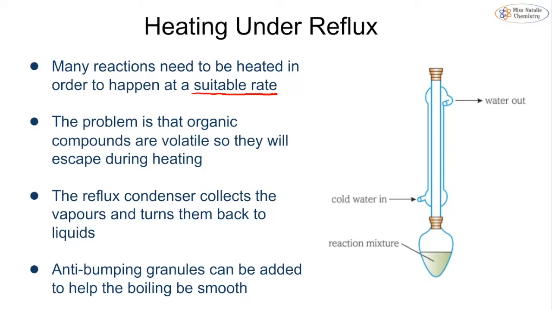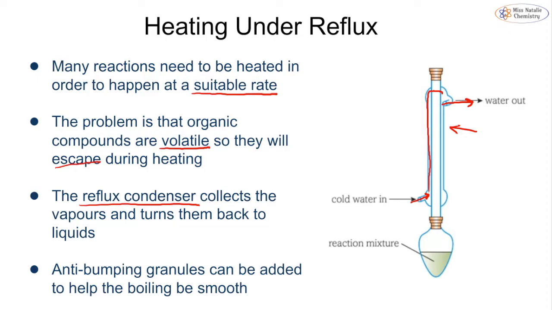The biggest problem with that is that our organic compounds are very volatile. Volatile meaning that they will easily evaporate. So whenever they evaporate into a gas, then they're going to escape during heating, and we want to avoid that as much as possible. So we use this reflux condenser, which is this part here, and the reflux condenser has this cold water flowing in at the bottom, and it travels all the way around here, around through the back, and it flows out at the top.